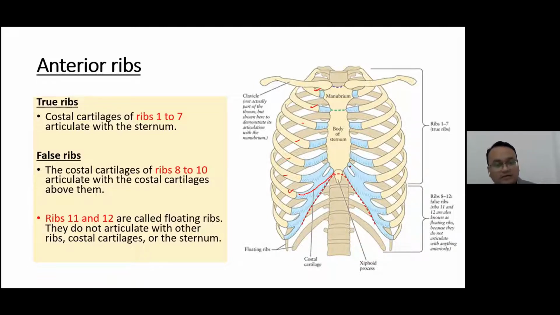However, rib number 11 and number 12 are again a bit atypical. They look different because they don't make any contact at all, even indirectly. So they are called the floating ribs, right? We have the floating ribs. They do not articulate with other ribs, the costal cartilage, or the sternum, right? So there you have the true ribs and the false ribs.